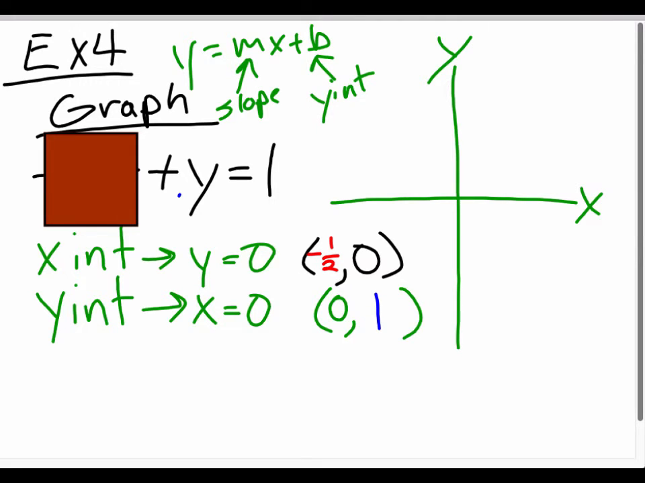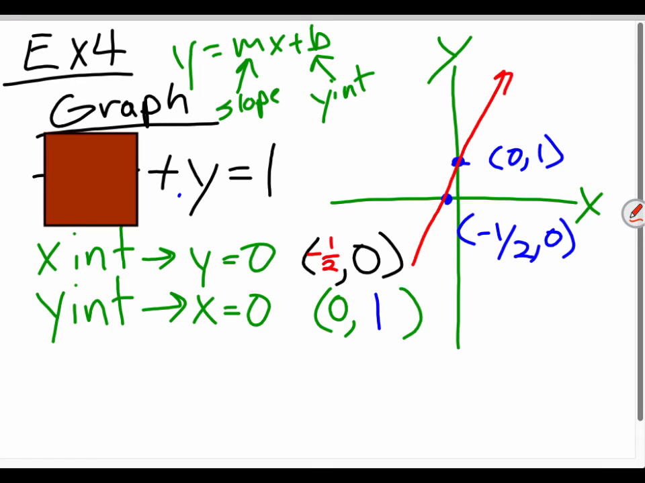If I graph, we know it's a linear equation because they told us in the book. So that means it's going to be a straight line. So all I've got to do is plot these 2 points. If I go over negative 1/2 at 0, boom, that's the first one. Negative 1/2, comma 0. And then if I go 0, comma 1, these are my x and y intercepts, and I draw a line between the two of them. That's my function. Does that make sense?